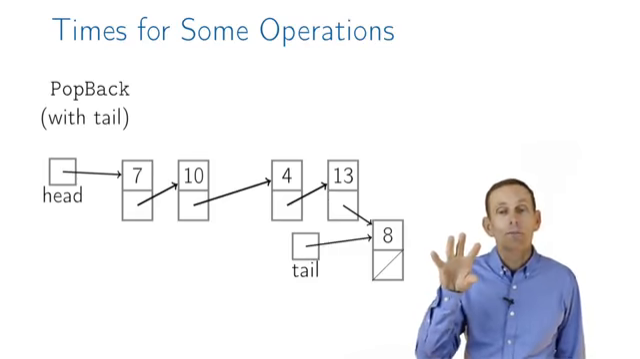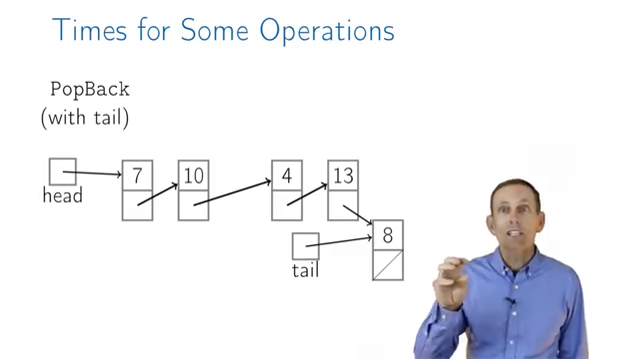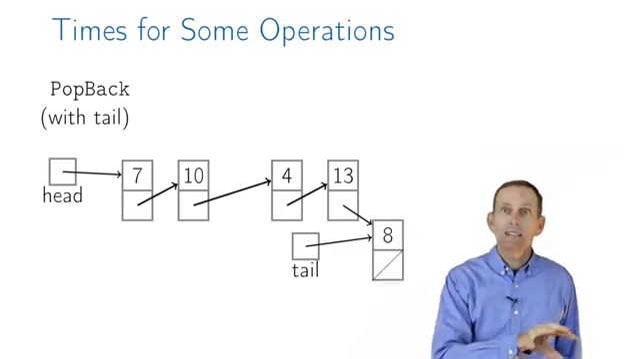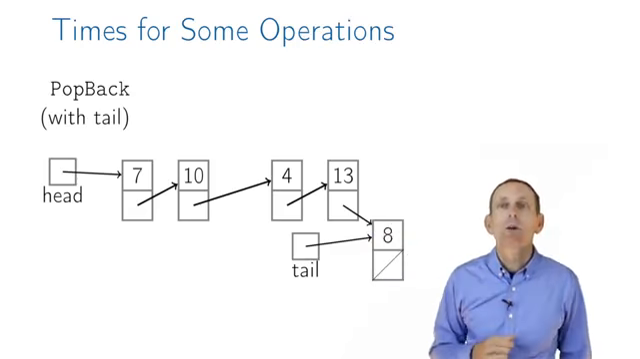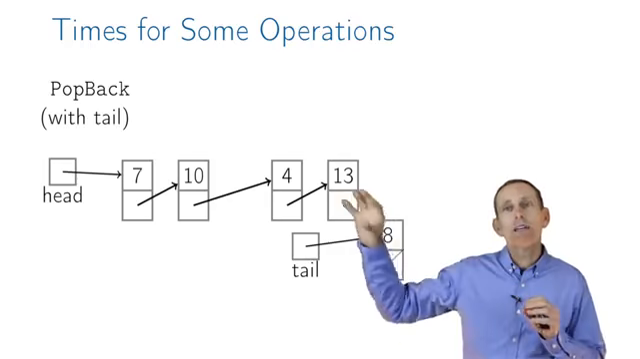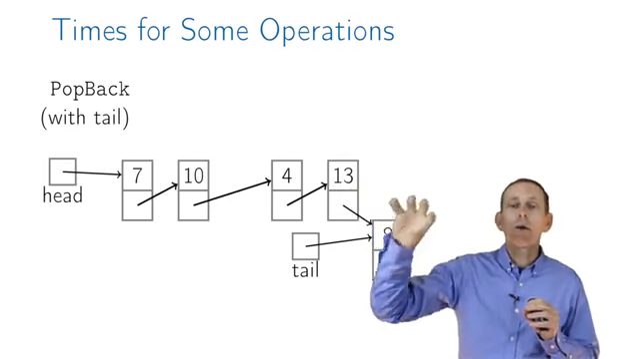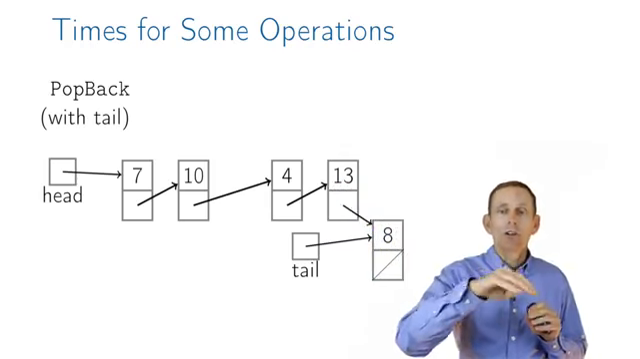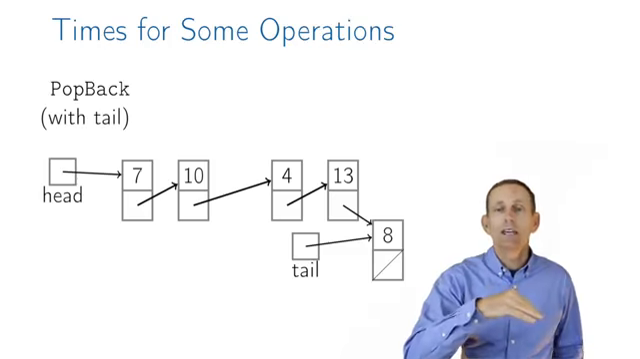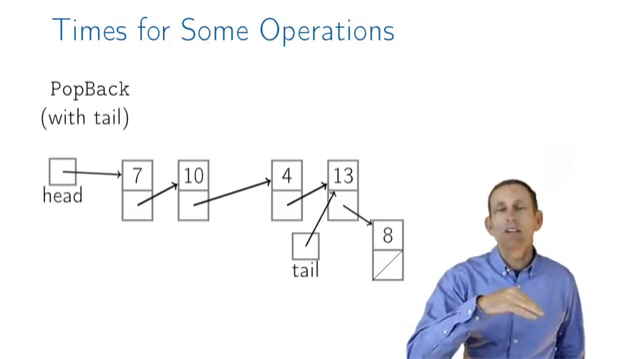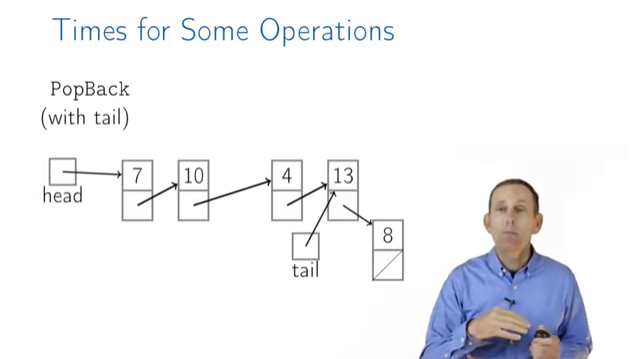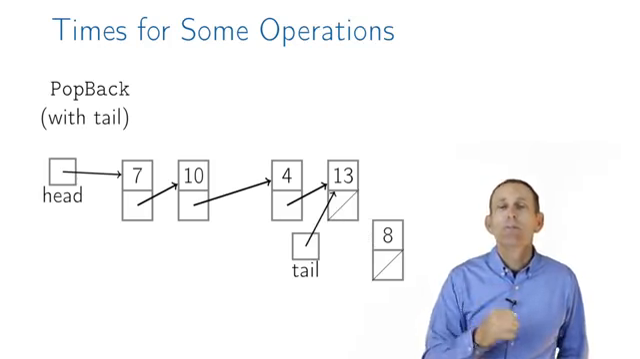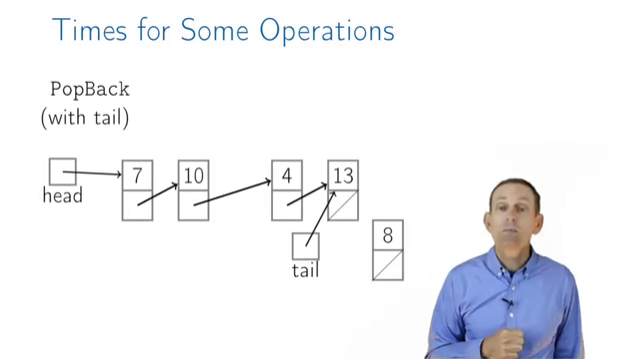Okay? We don't have a pointer from 8 to 13. We have a pointer from 13 to 8. And that pointer doesn't help us going back. So what we've got to do is, again, start at the head, walk our way down until we find the 13 node that then points to the current tail. And then update our tail pointer to point to that. And then update that next pointer to be nil. And then we can remove that old node.